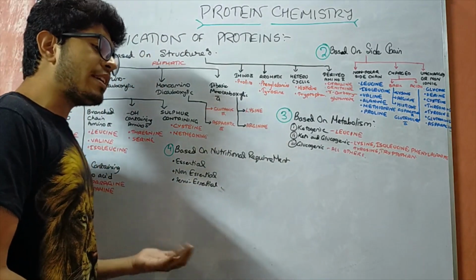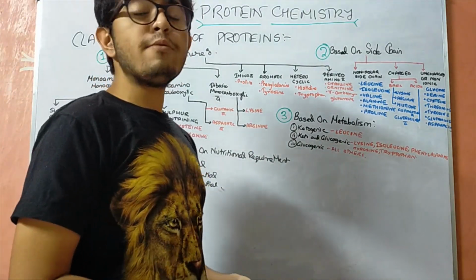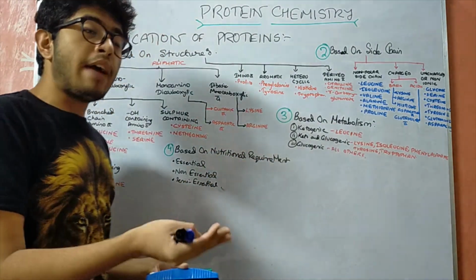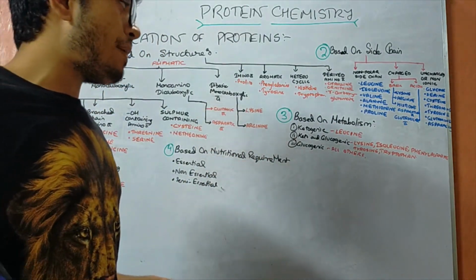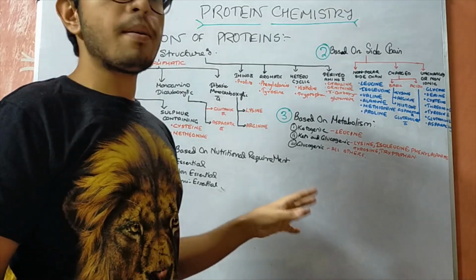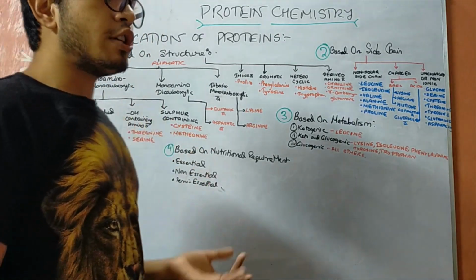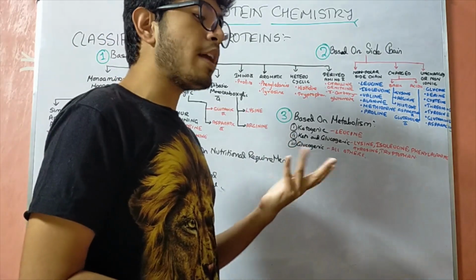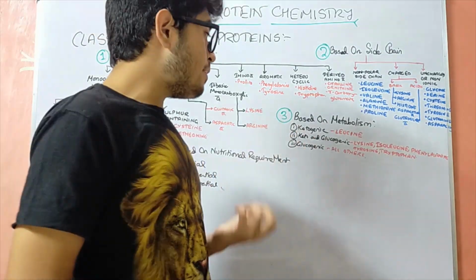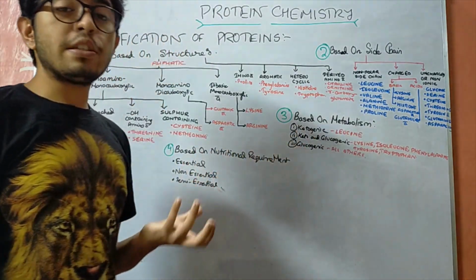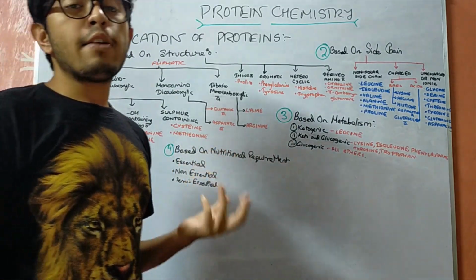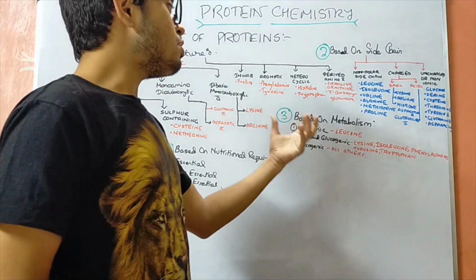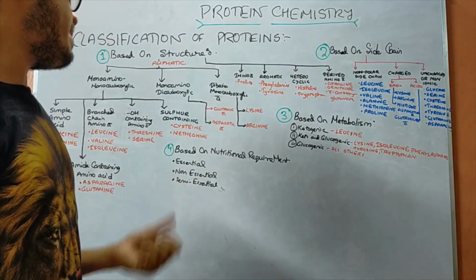So what is basically a ketogenic amino acid? An amino acid which can be converted to acetyl CoA and can enter the ketogenic pathway is known as a ketogenic amino acid. Whereas a glucogenic amino acid is an amino acid molecule which can be converted into a substrate which can act as a glycolytic intermediate or can enter the glycolysis pathway. So this is based on the metabolism.